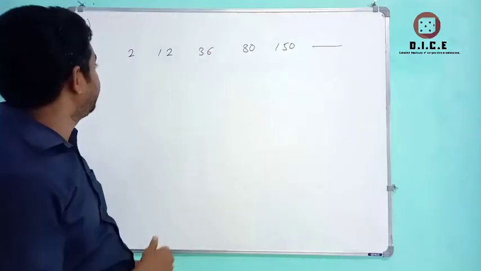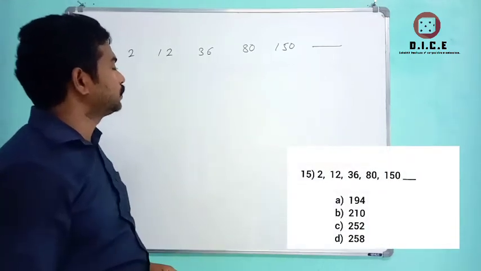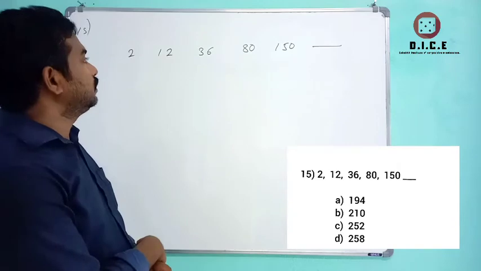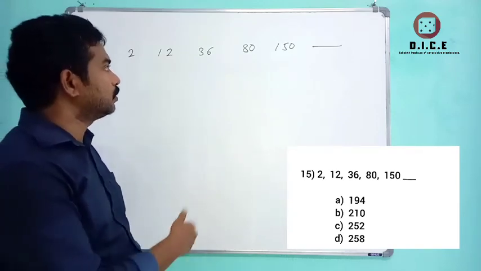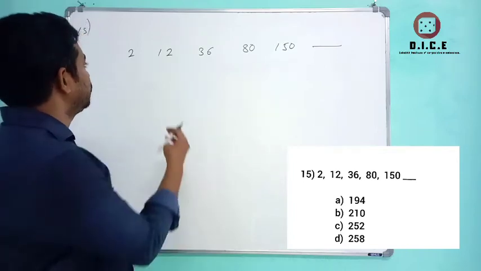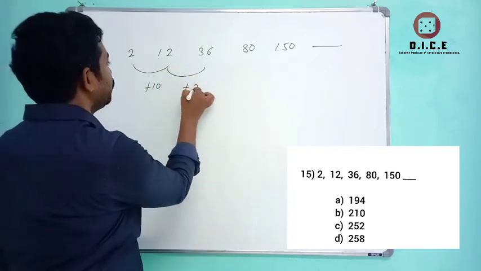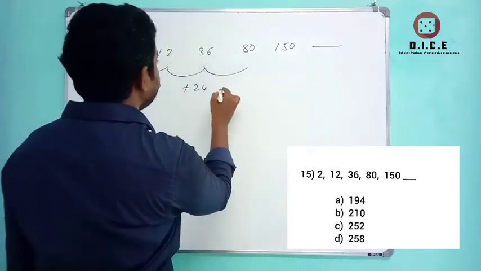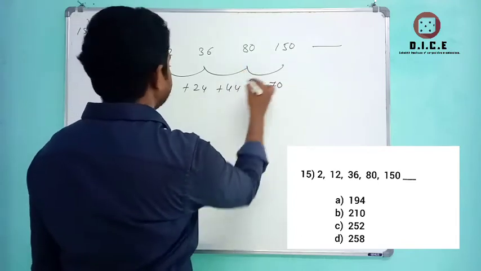See the question number 15 here: 2, 12, 20, 36, 80, 150 dash is given. So by seeing these numbers, because these numbers are not even close to squares or cubes, definitely this is a case of difference. The difference of 2 and 12 is plus 10, 12 and 36 is plus 24, 36 and 80 is 44, and 80 and 150 is 70.